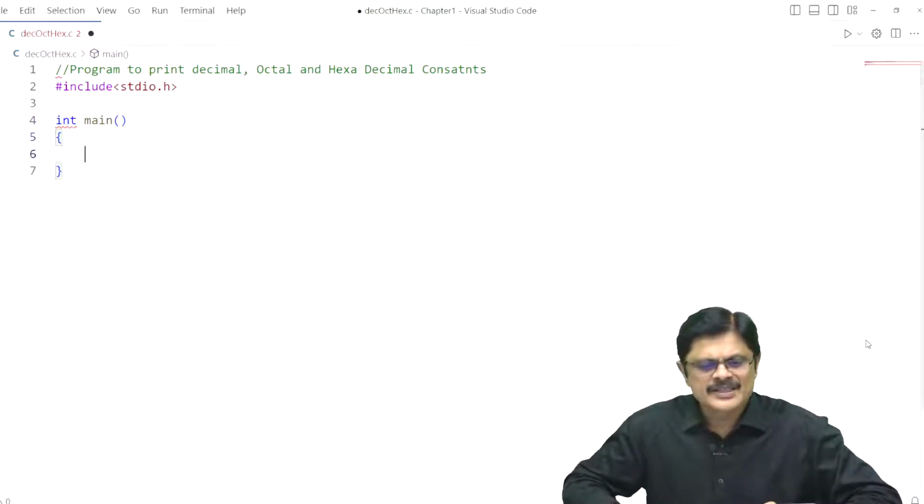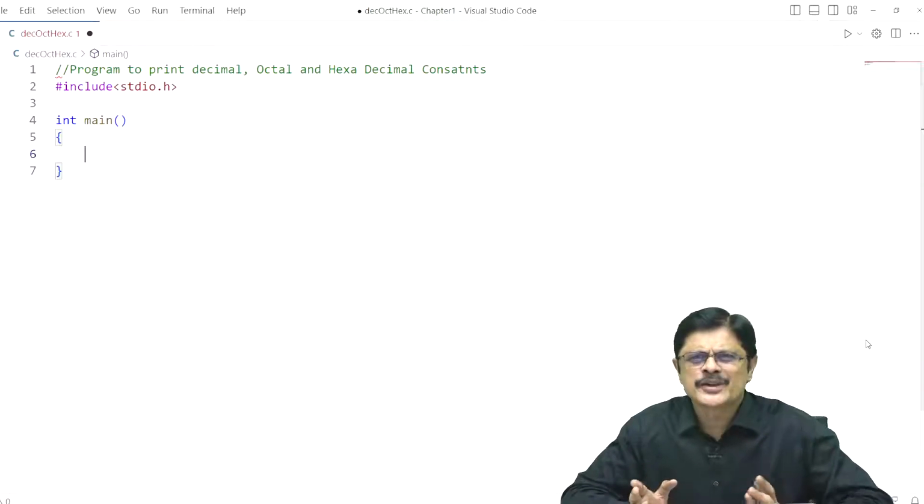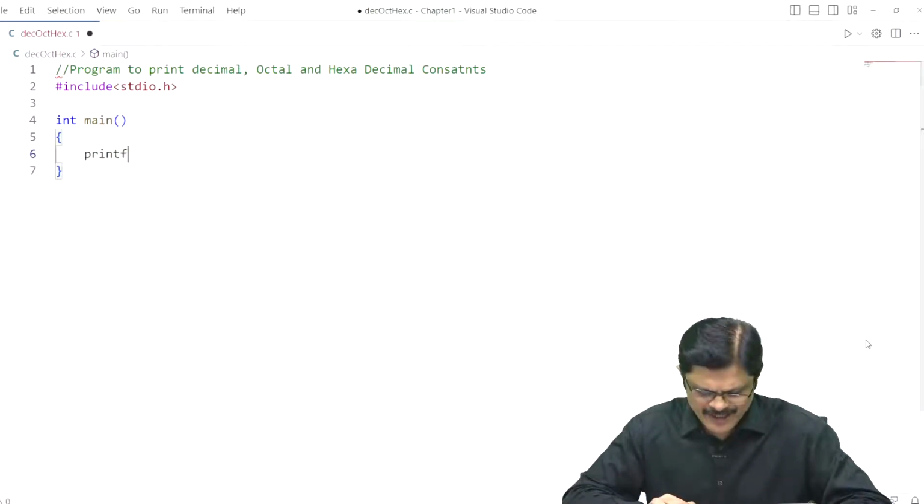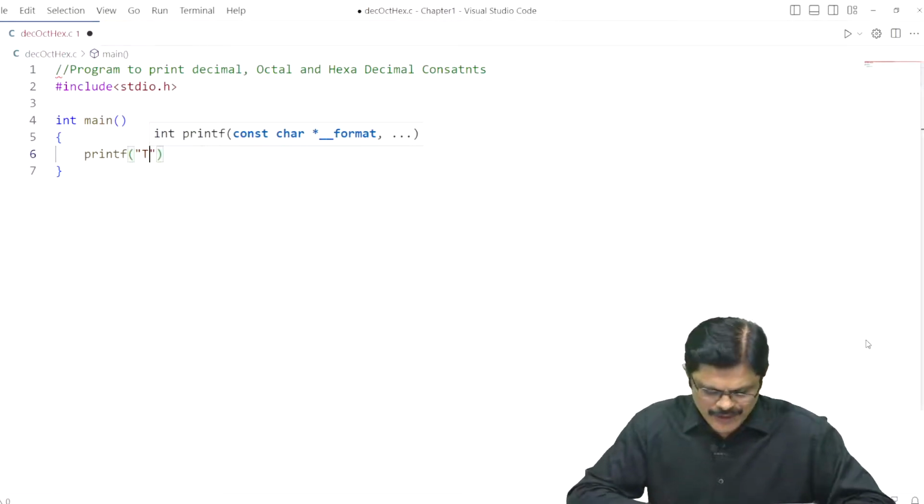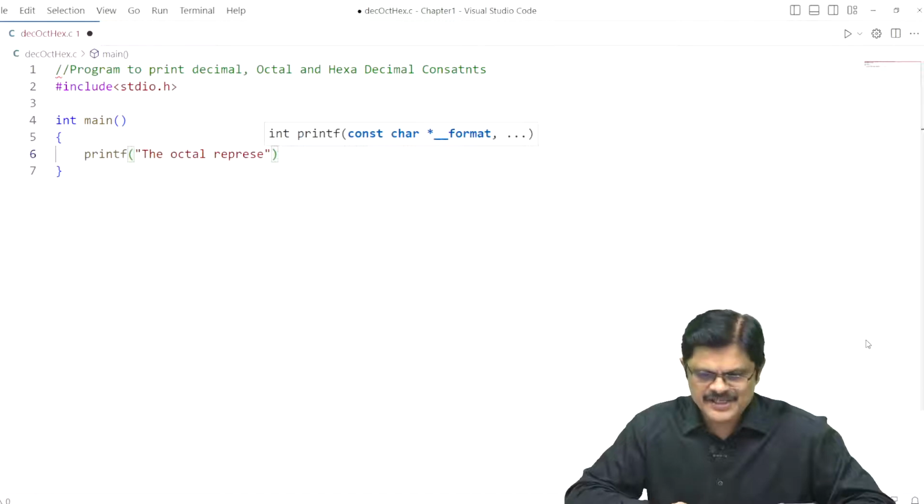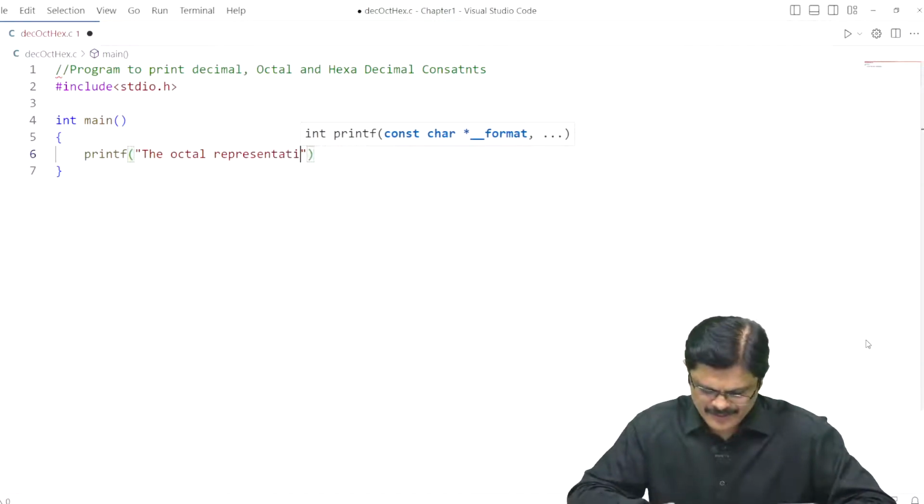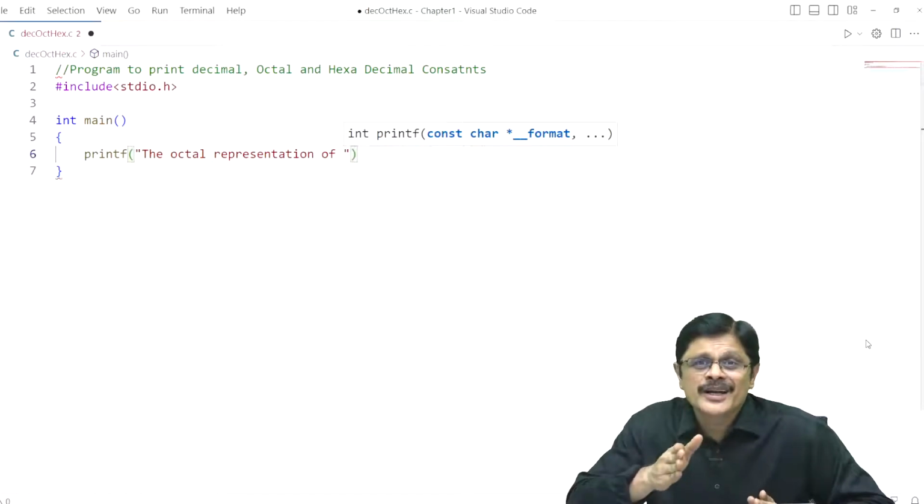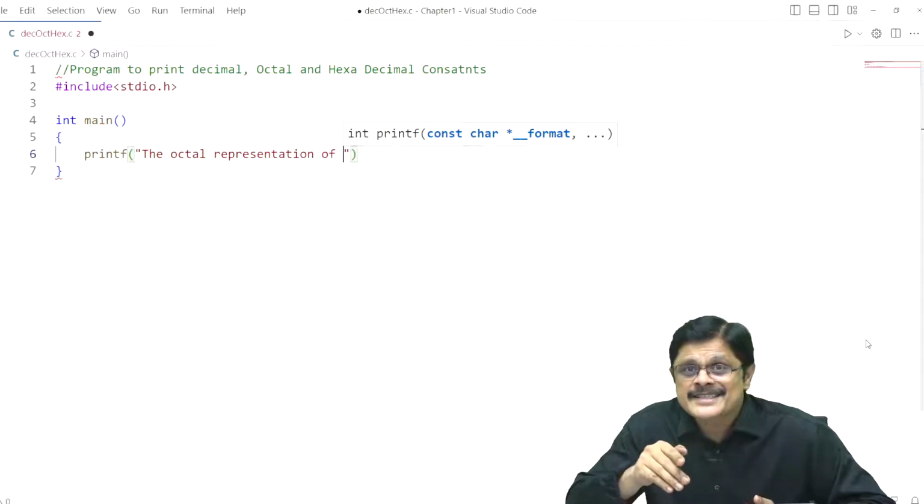Okay. This is my main function block. I just use the printf function because I just want to print the constants, right. So let me start with the printf function. The octal representation of... see, what I want to print is the octal representation of 156 is 234.